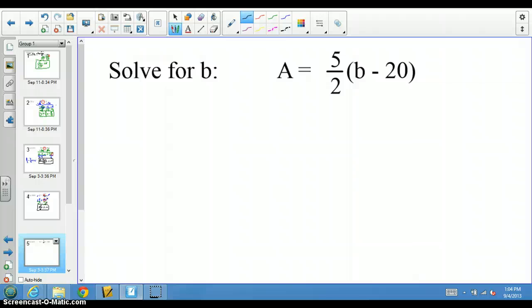Next one is solve for b. Now, a lot of people would say we need to distribute the 5/2 to both those terms. That will get you there. So you could distribute 5/2 times b and times negative 20 over negative 20, and then you'd have to move that term. It'd be 50, then divide by 5/2. I think there's a little quicker way, without distributing.